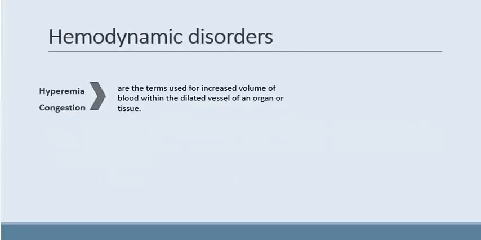In hemodynamics, we deal with flow and distribution of blood and fluid within the body. In hemodynamic disorders like hyperemia and congestion, these are the terms we use for increased volume of blood within the dilated vessel of an organ or tissue.